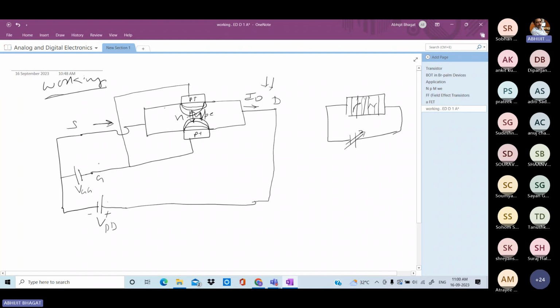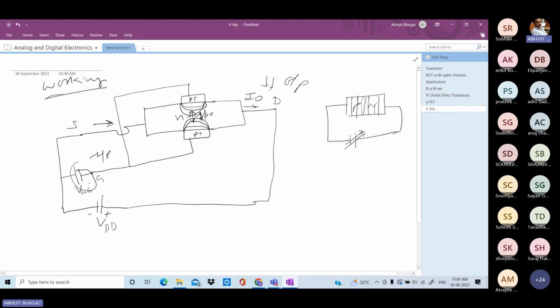Means your VGG, this voltage controls the output current. This VGG controls the output current. So since you can see, it is a voltage control device, because here this input voltage, this is the input, this input voltage controls the output current. So it is a voltage control device. Okay, and in this device, this output current is controlled by the help of input voltage VGG.